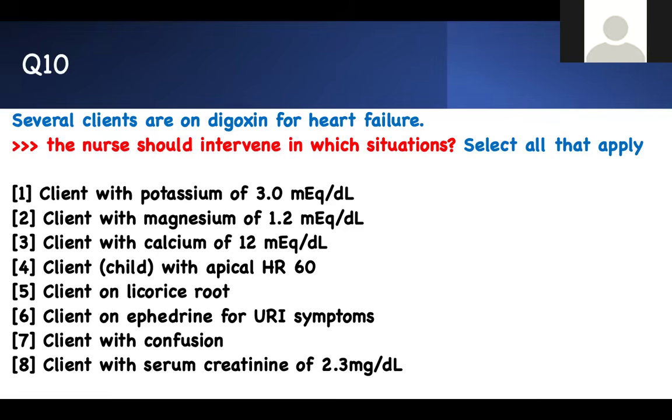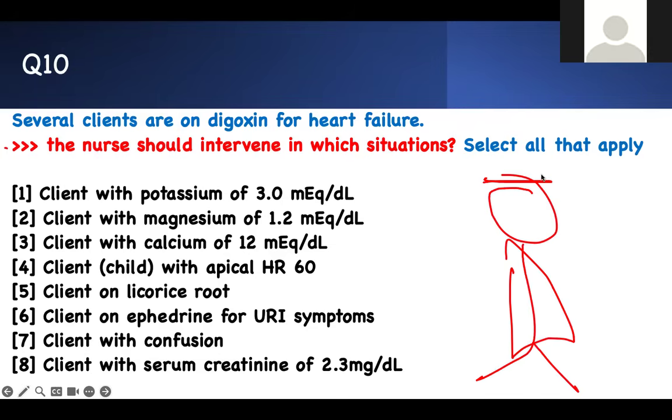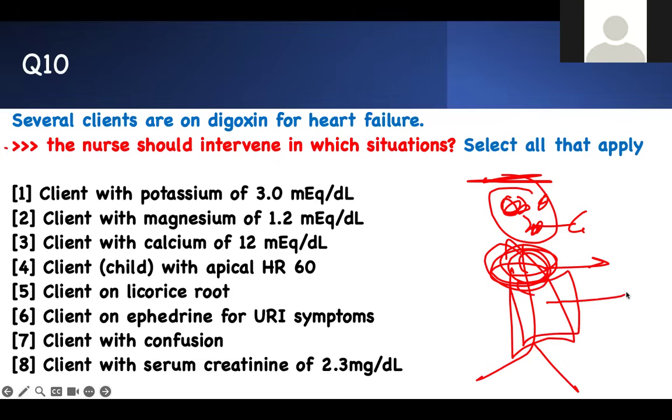Several clients are on digoxin for heart failure. The nurse should intervene with which situation? We already talked about digoxin. I gave you the clue, and I said, draw your body, bring your legs down, your chest, start with your head, neuro, your eyes, vision changes, your mouth, GI symptoms, your heart, cardiac, bradycardia, and kidney function. If you know all this, you don't even have to memorize, watch any video about digoxin. These are what they're going to ask you.